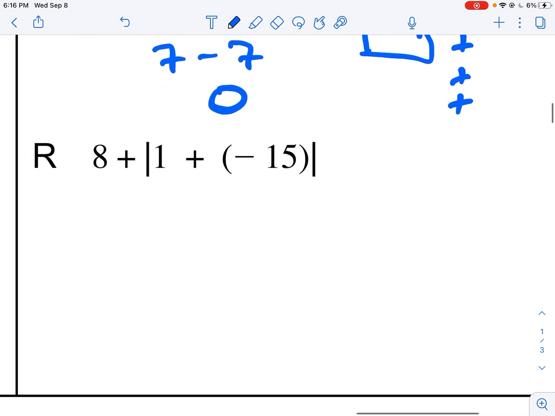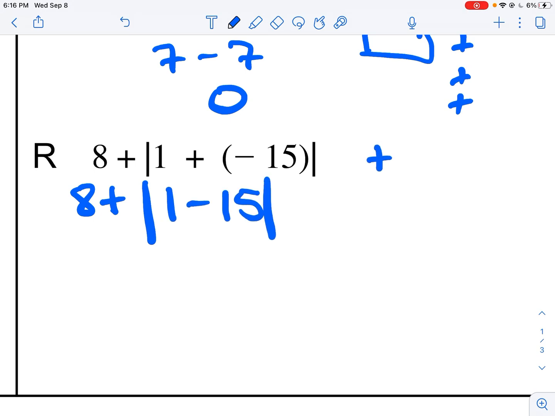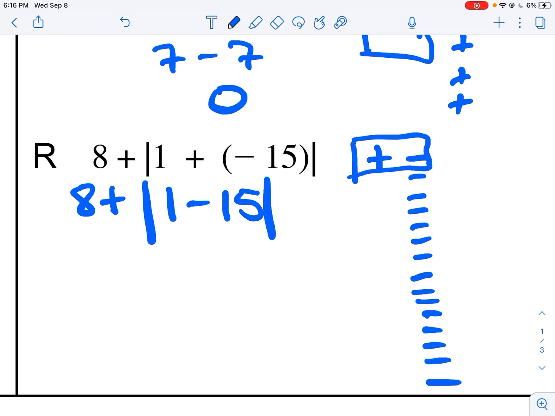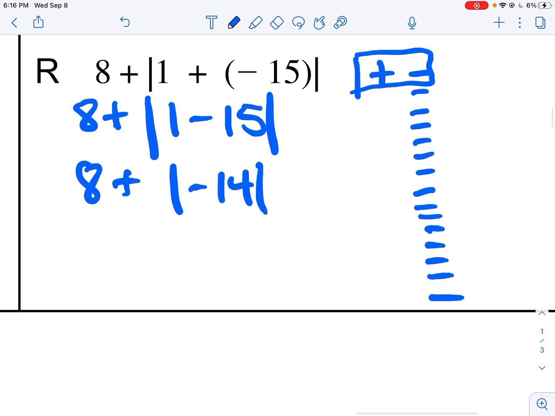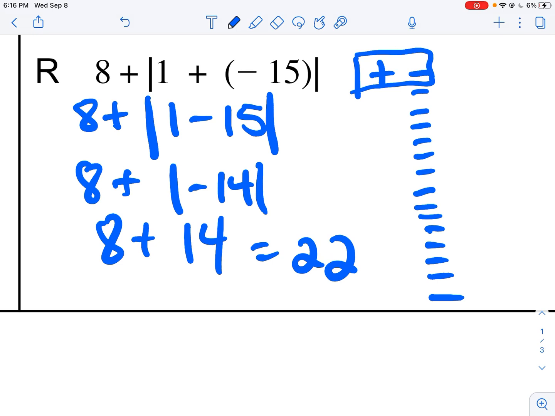Okay, so here I start again. 1 minus 15. I have 1 positive, and I have 1, 2, 3, 4, 5, 6, 7, 8, 9, 10, 11, 12, 13, 14, 15 negatives. These cancel out, so I'm left with 14 negatives. But the absolute value of -14 means how far is -14 from 0? It is 14 units away. So if I add those two together, I get 22.